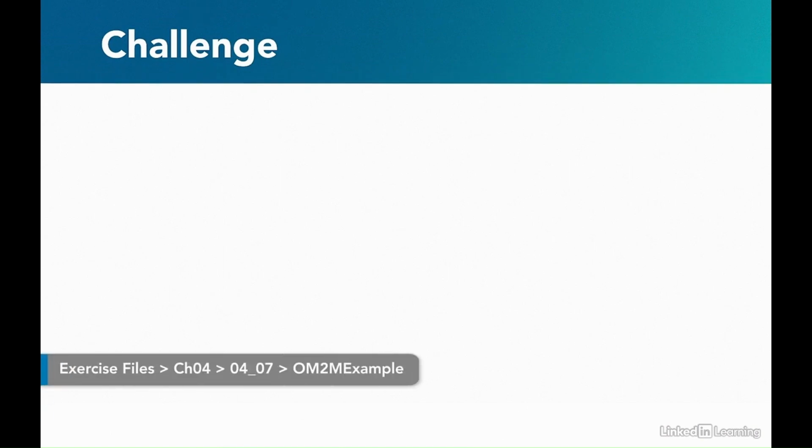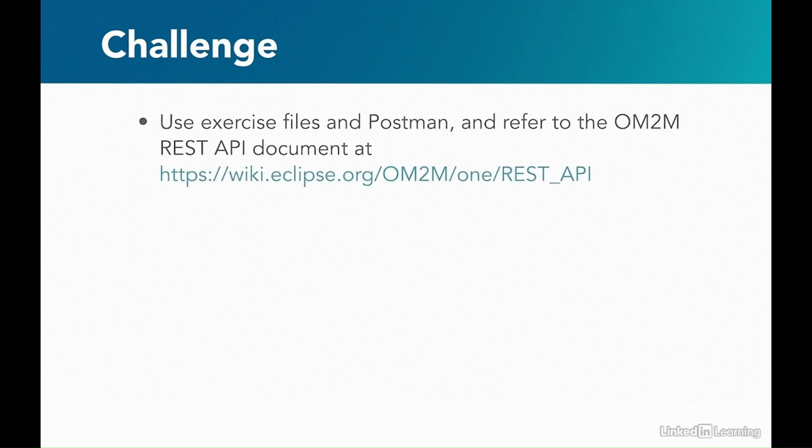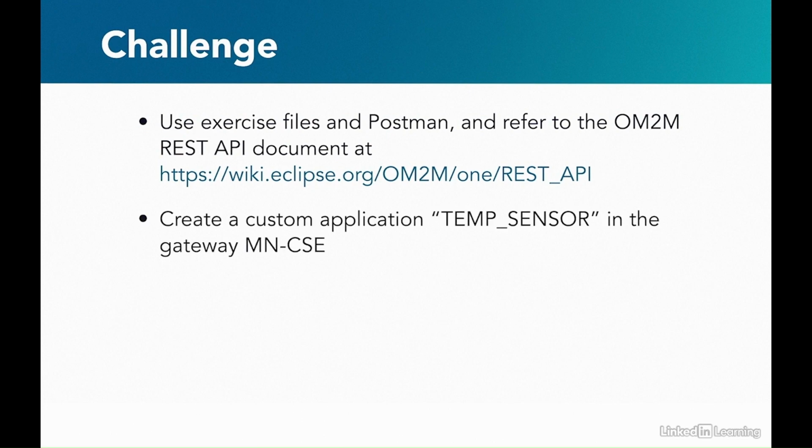In this challenge, we're going to use a few REST APIs to create a simple custom application based on the OM2M REST API documentation. We'll need to make the infrastructure node CSE and the middle node CSE applications up and running in the exercise file using JDK 8. And we'll need a tool such as Postman to send the HTTP GET or POST requests. We'll need to complete the following tasks.